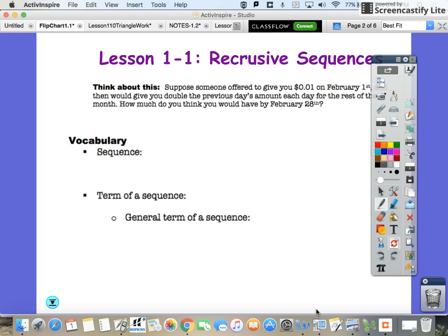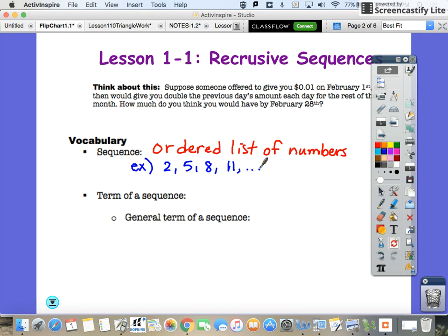This is lesson 1.1 on recursive sequences for Algebra 2. Before we start, there's a couple things we need to define. The first is sequence. A sequence is an ordered list of numbers. So for example, 2, 5, 8, 11, ... So that's an ordered list.